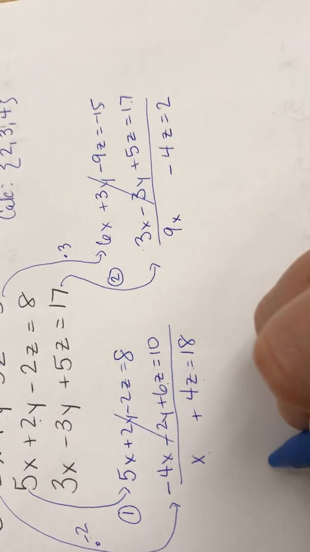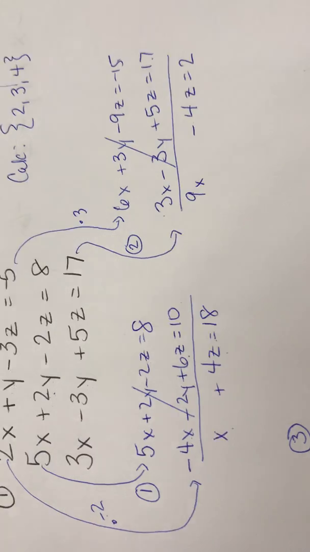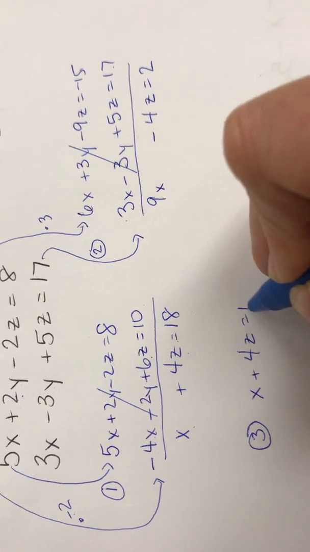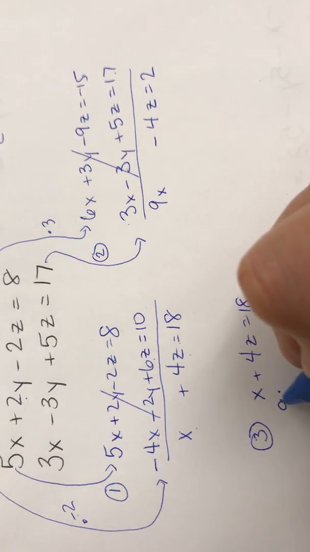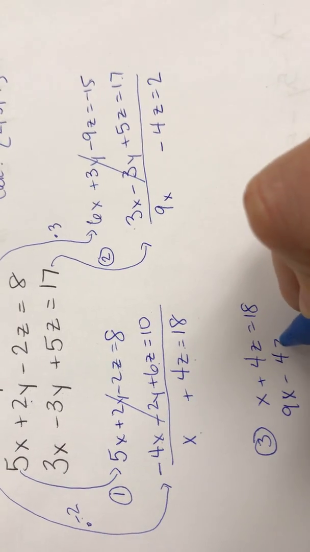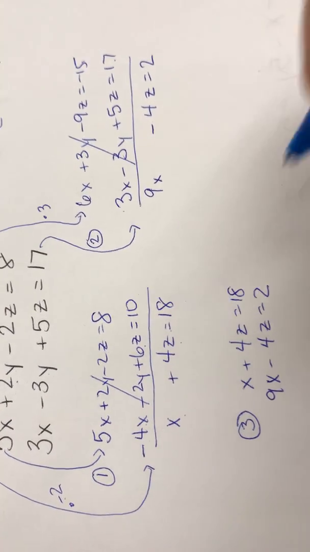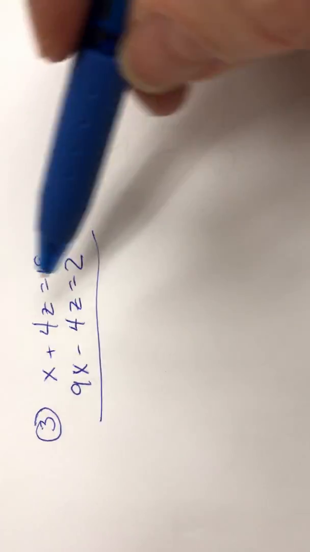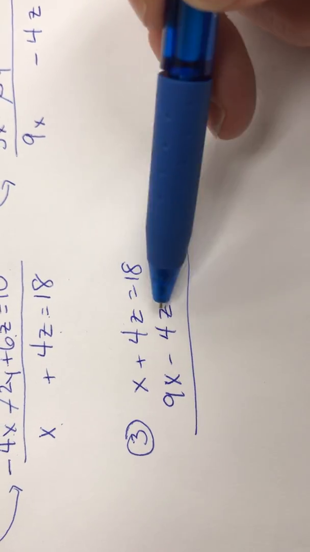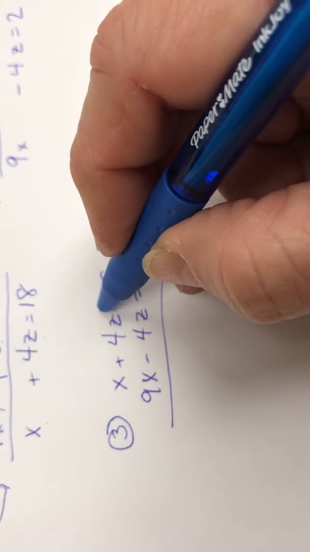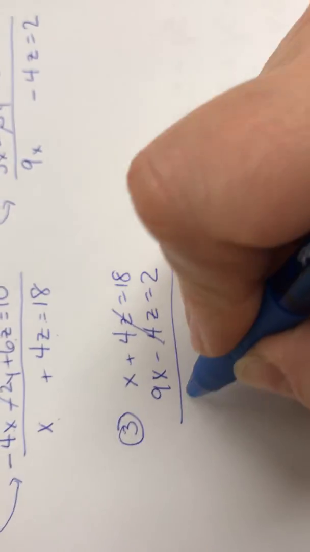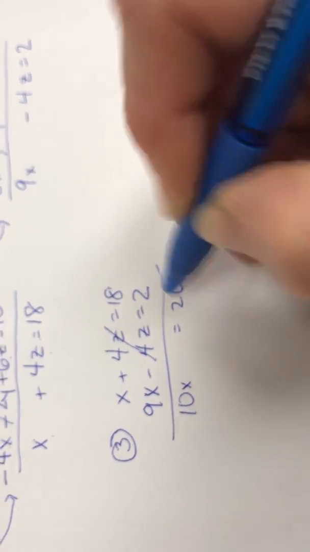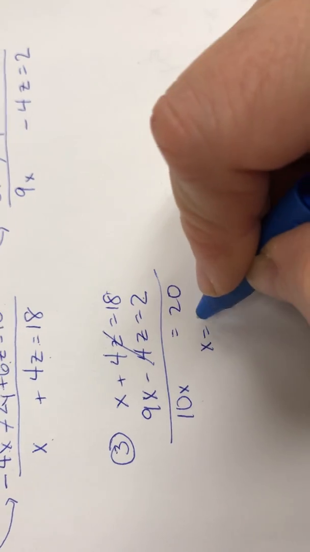Okay? So the third step is to bring those 2 systems together. x plus 4z equals 18, and 9x minus 4z equals 2, and eliminate another variable. Well, in this case, we don't even have to do any multiplying because they're already opposites. So if I add these 2 together, I'm going to get 10x equal to 20. Divide both sides by 10. I get x equals 2.